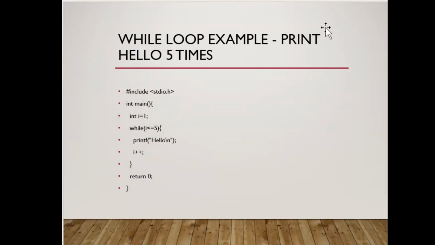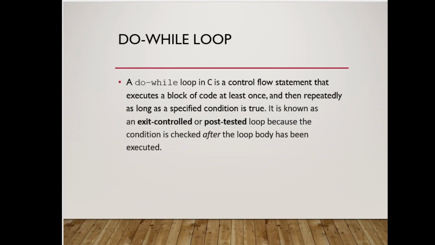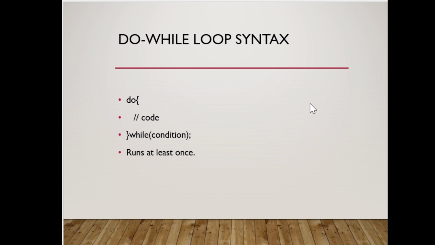Now, let us understand the do-while loop. The do-while loop is different because it is an exit control loop. It means the condition is checked after the loop body executes. So the loop always runs at least once, even if the condition is false. The syntax is very easy: do, curly brackets, code, and while condition.